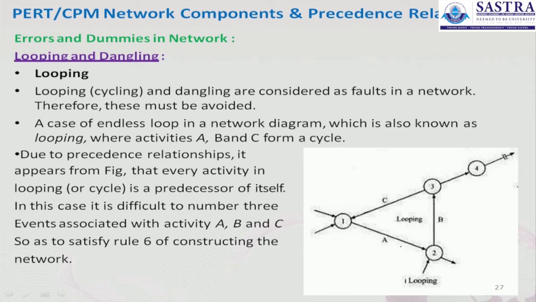Again it's a looping. In such a case, due to precedence relationship, it appears from the figure that every activity in the looping or cycle is a predecessor of itself. In this case, it is difficult to number the 3 events associated with activities A, B and C so as to satisfy rule 6 of constructing the network.